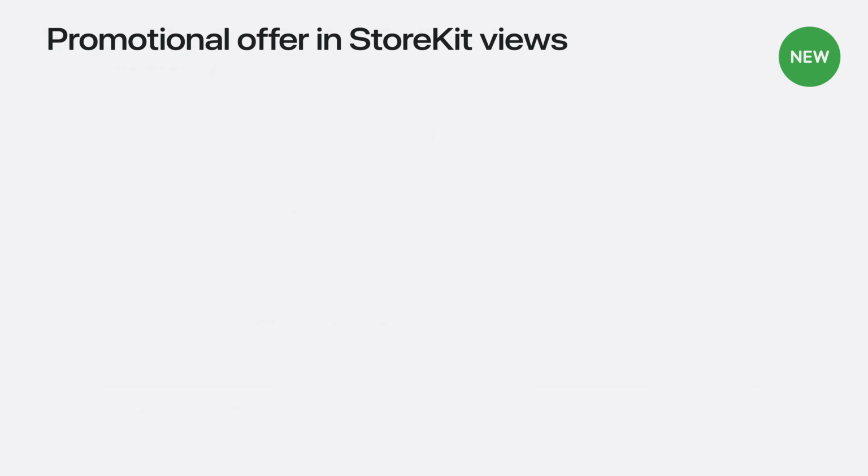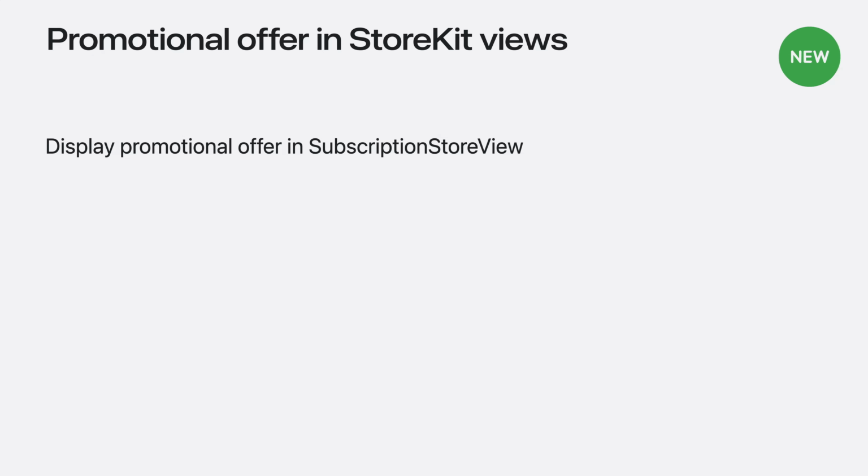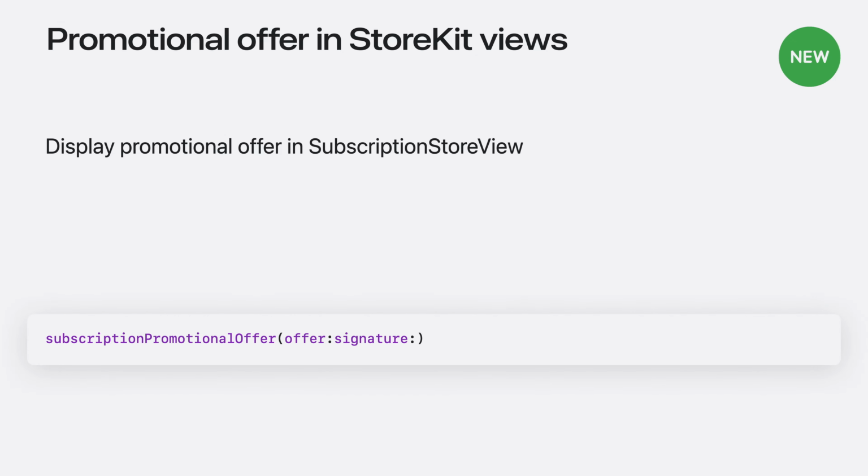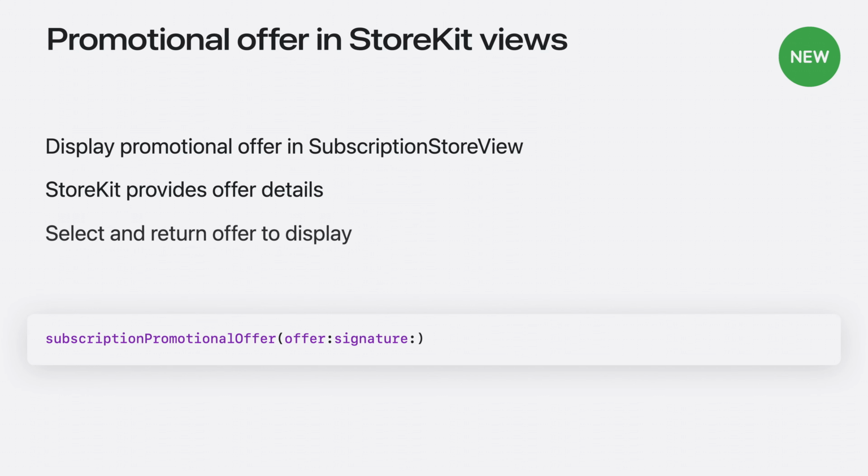Next, if your app uses StoreKit views to merchandise subscriptions, there is a new view modifier that allows you to show a promotional offer in the UI of a subscription store view. The view modifier is called Subscription Promotional Offer. Use this new view modifier to decide whether your view should display a promotional offer. StoreKit provides you with the list of the promotional offers for this product, so you can focus your logic on deciding which offer to return. Then, generate the signature for the offer you select and return it. StoreKit takes care of displaying the details in the UI and adds the offer to the purchase if your customer chooses to subscribe. Check the related documentation for the session for information about supporting promotional offers and generating a signature.